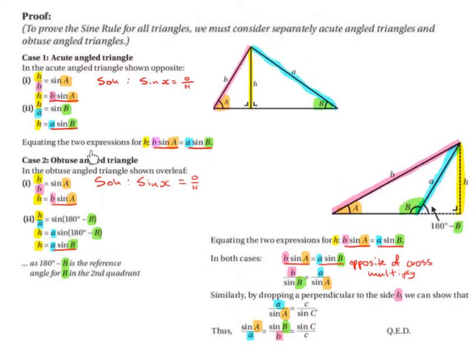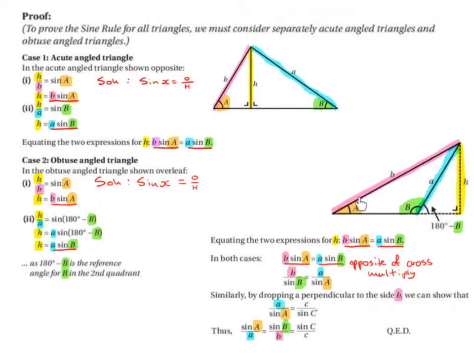Case 2, the obtuse angle triangle. So in the obtuse angle triangle shown over here, again we have h over b equals sine of A. So the angle A. So again we know sine of x is equal to opposite divided by hypotenuse.